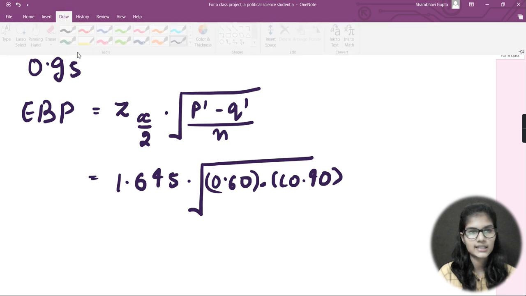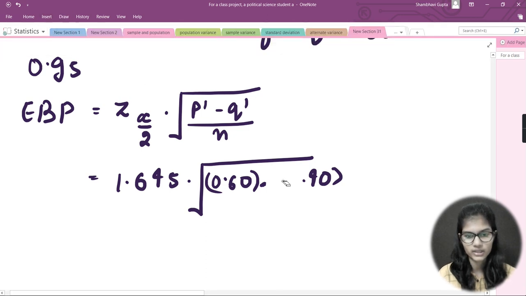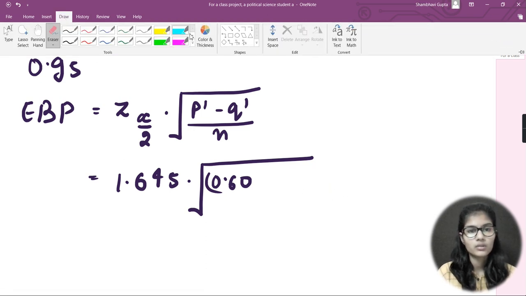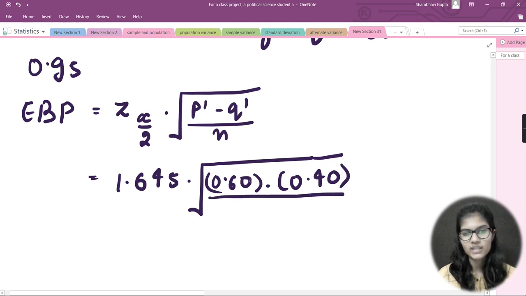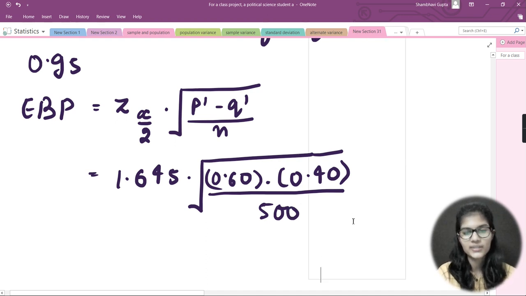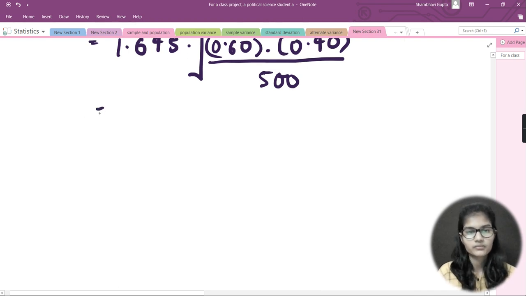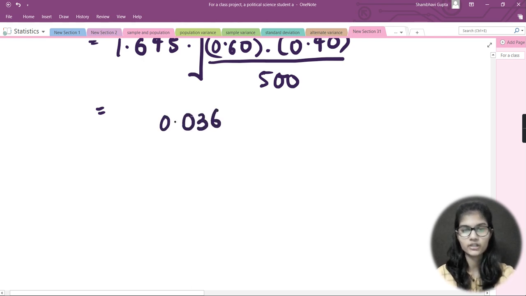Let me quickly take the eraser and remove one bracket because I have put one extra here. Okay, let me write it one more time. So 0.60, multiplied by 0.40, like this, right? And divided by n. The value for n I have here as 500. We had seen even this above, that n is basically my whole sample size, and that I have as 500. So after this simple calculation, you are going to get 0.036. This is the value that you are actually going to get here.